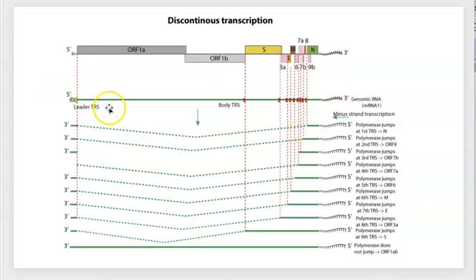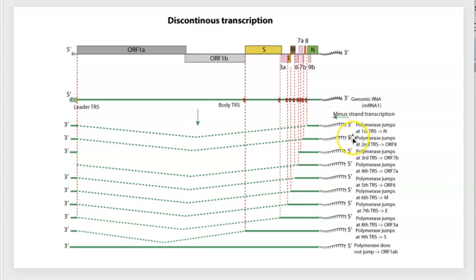So some full-length genomes are made, as you see down here. The polymerase doesn't jump, and you get a full genomic strand. In other cases, the first body TRS is encountered by the polymerase, and that causes it to make a small bit of the RNA and then jump with its nascent RNA to the leader TRS and then complete transcription. And so you end up with this little piece here, for example.